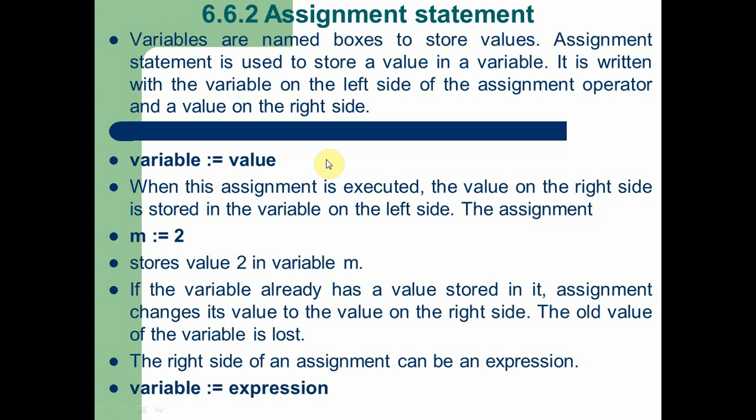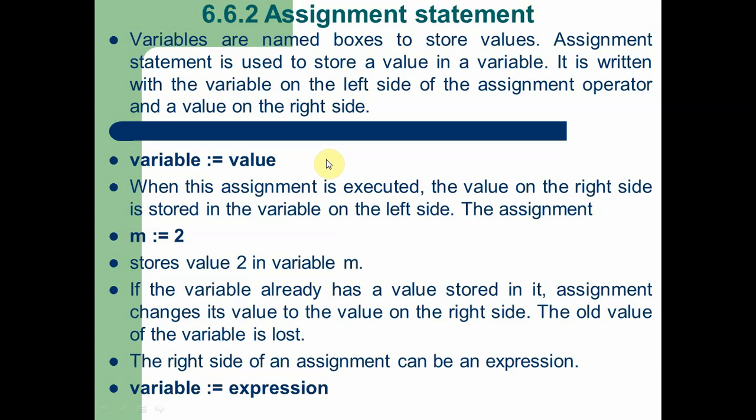A variable is the name of a memory location or memory box of the system. If the variable already has a value stored in it, assignment changes its value to the value on the right side. For example, if the variable m already has some other value, the assignment statement will replace the old value with the new value. So the old value is automatically lost from the variable.